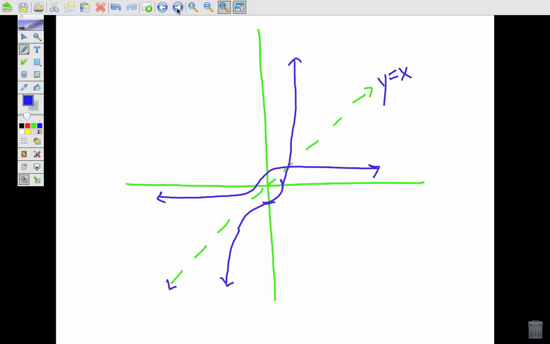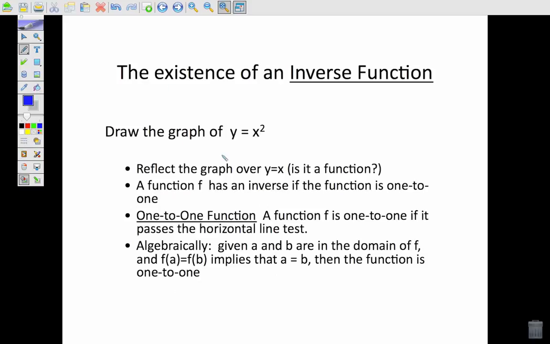Those are the three methods. Some methods are a little easier than others. All right, the next thing that we're going to look at is the existence of an inverse function.